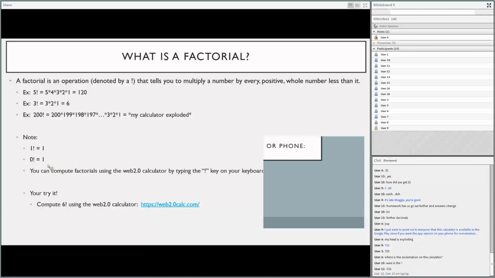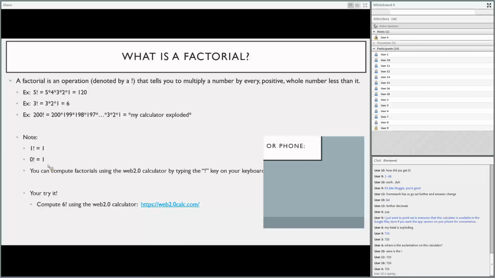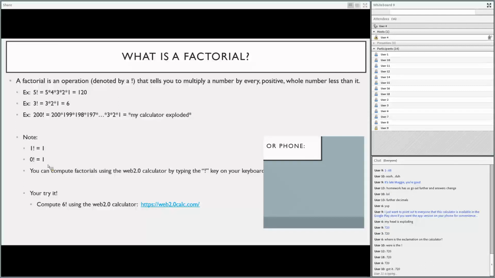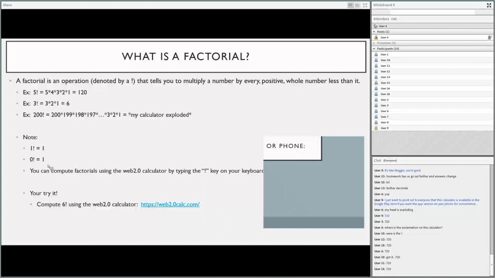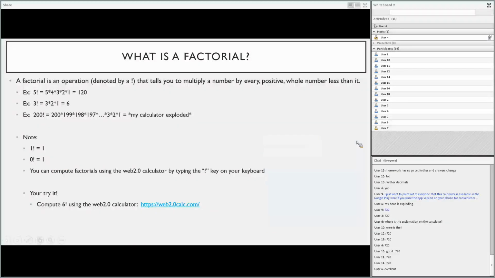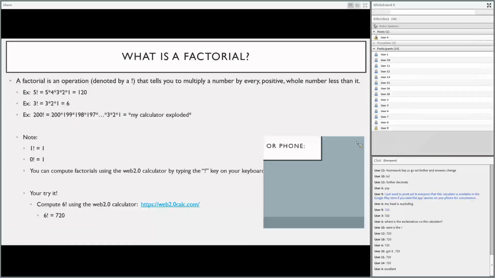It's not on the calculator. You type it on your keyboard. Just like how you would type it if you were typing a sentence and you wanted to type an exclamation point, it's probably on the 1 key. Everybody got it? So it's literally like you're typing an exclamation point in a sentence.